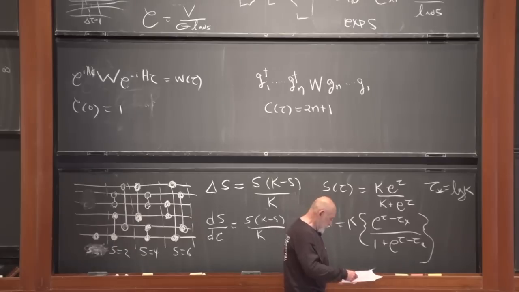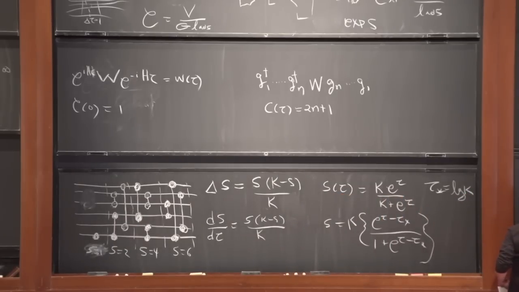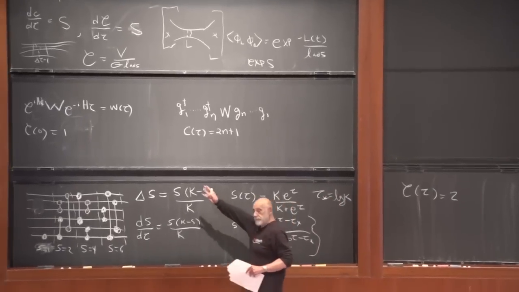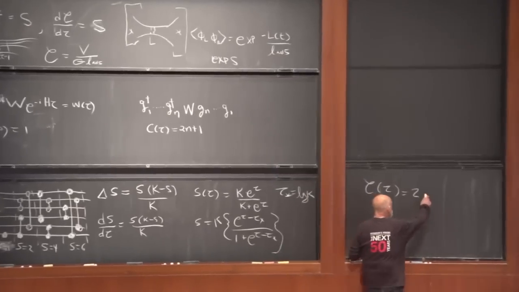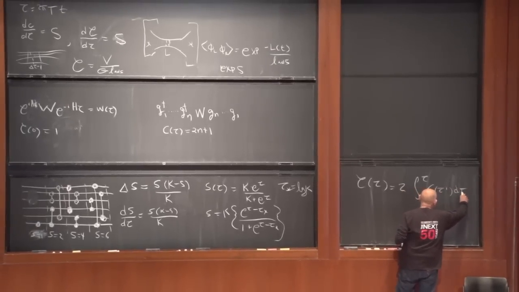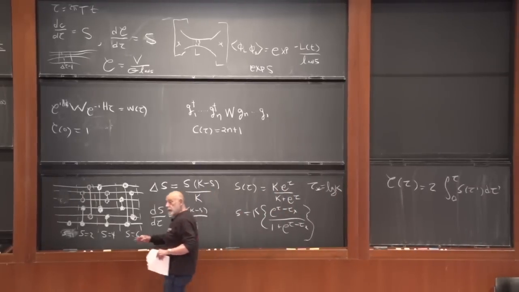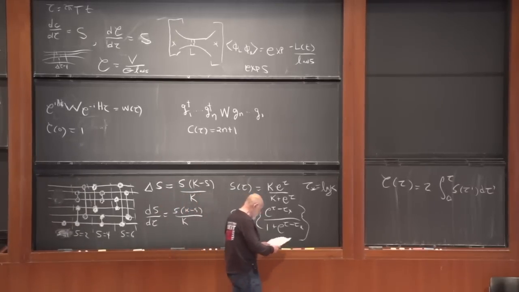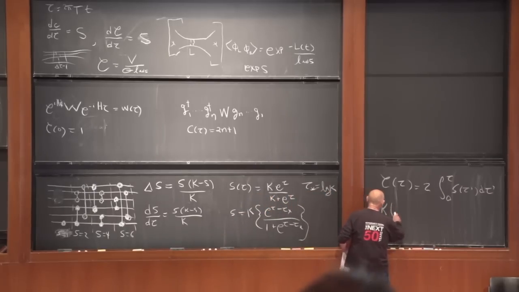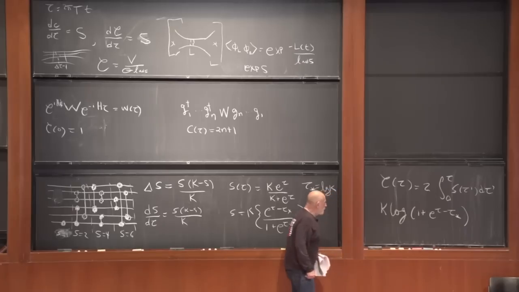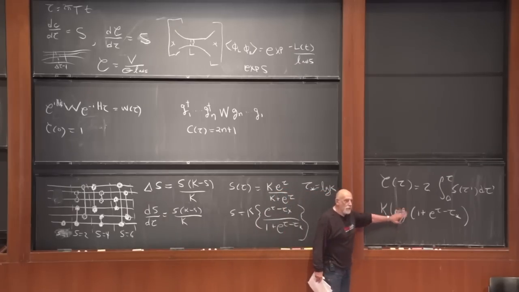We can write that as the complexity, when the circuit has reached a certain depth, is 2 times the integral, or sum, from 0 to tau of the size at tau prime, d tau prime. The 2 comes from the gates on both sides. That's just adding up all the gates that didn't cancel. That's the complexity. We can do the integral. The integral is K log of 1 plus e to the tau minus tau star. Remember, K is like the entropy of the black hole, although there's no black hole yet.